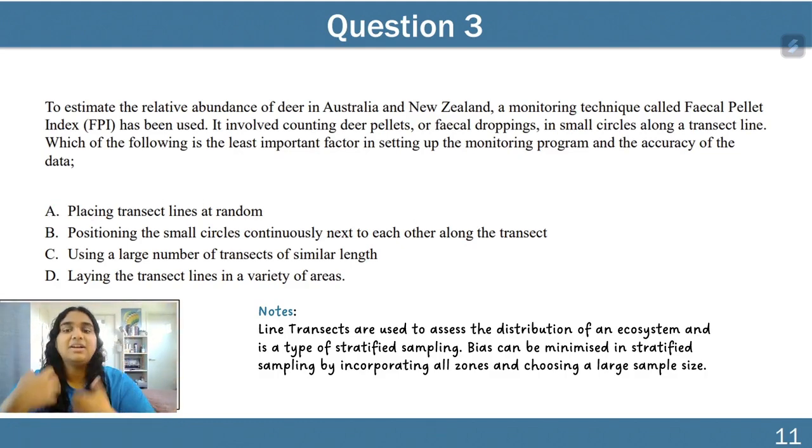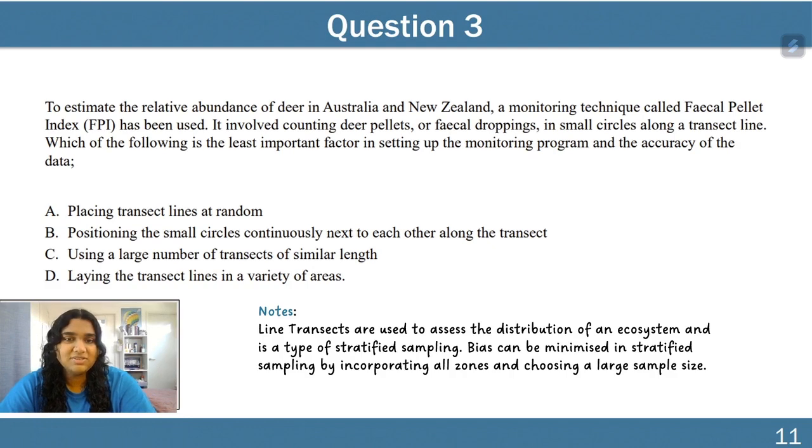If you are trying to conduct a study and you're letting human influence or your own desires influence where you're placing the line transects, it's not going to be a fair test. So the data that you're collecting isn't going to be accurate.